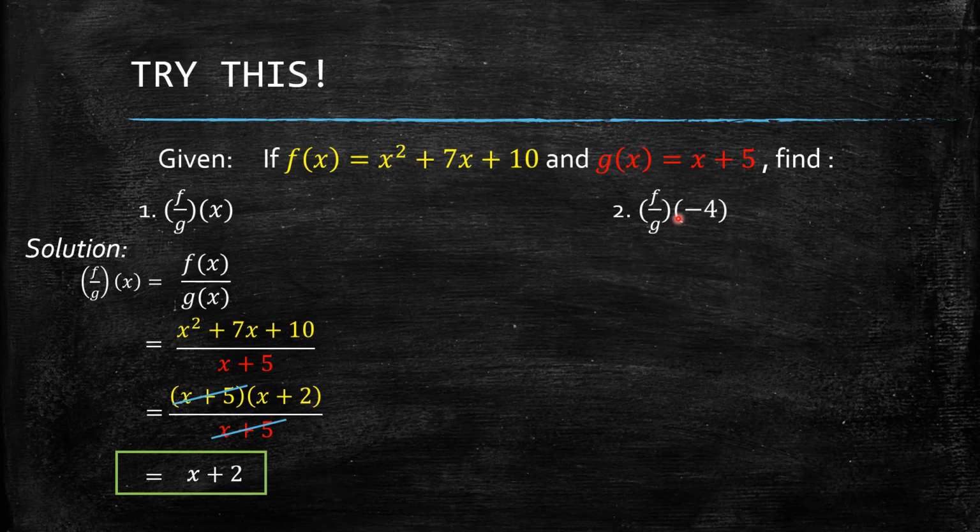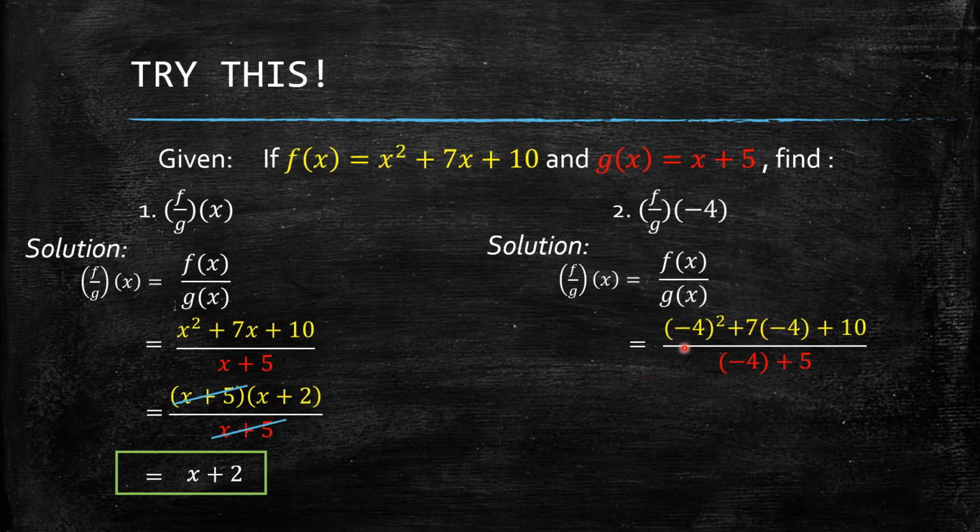Now for number 2, f over g of negative 4, we will use the formula and then just substitute. So if we are going to substitute the value of f of x, which is x squared plus 7x plus 10, and then for g of x, x plus 5, since our number inside the parenthesis is negative 4, we can directly replace x by negative 4. So we have negative 4 squared plus 7 times negative 4 plus 10. And then in the denominator, negative 4 plus 5.